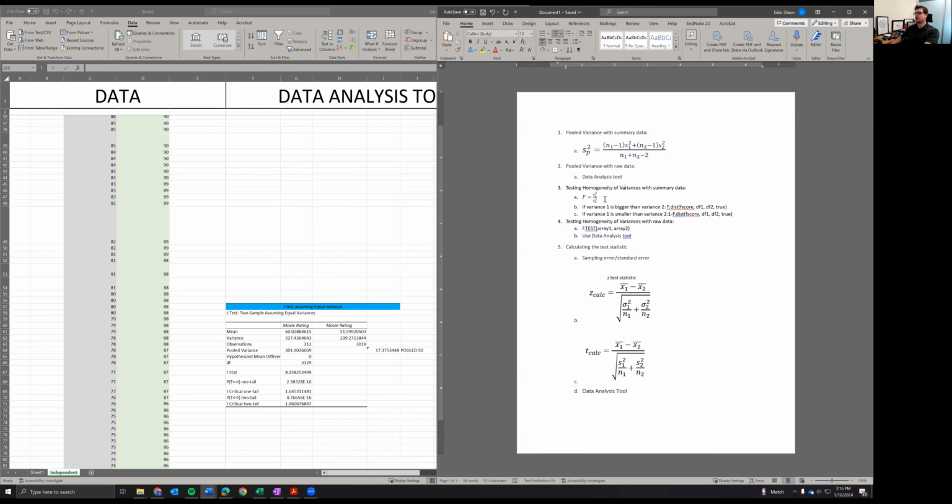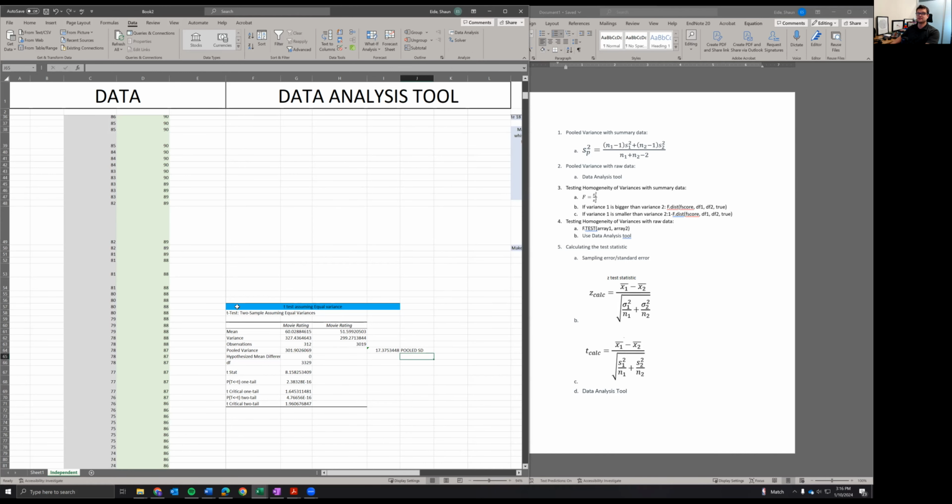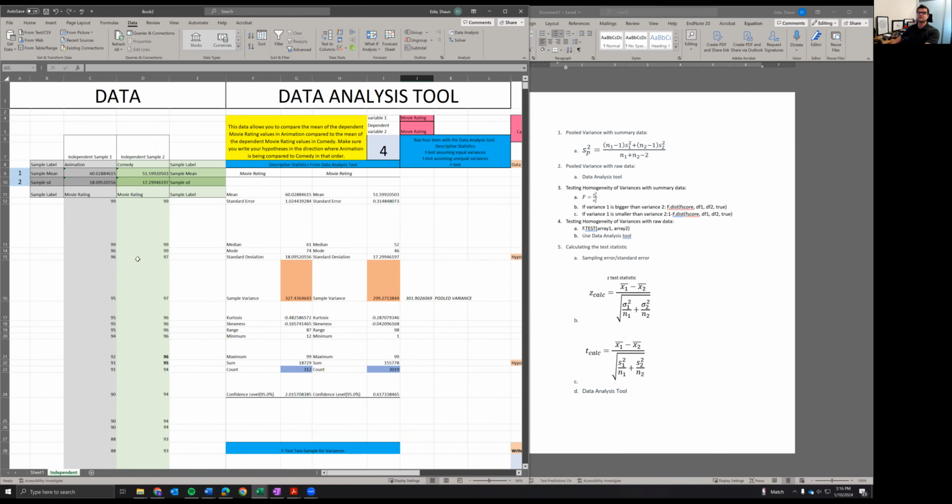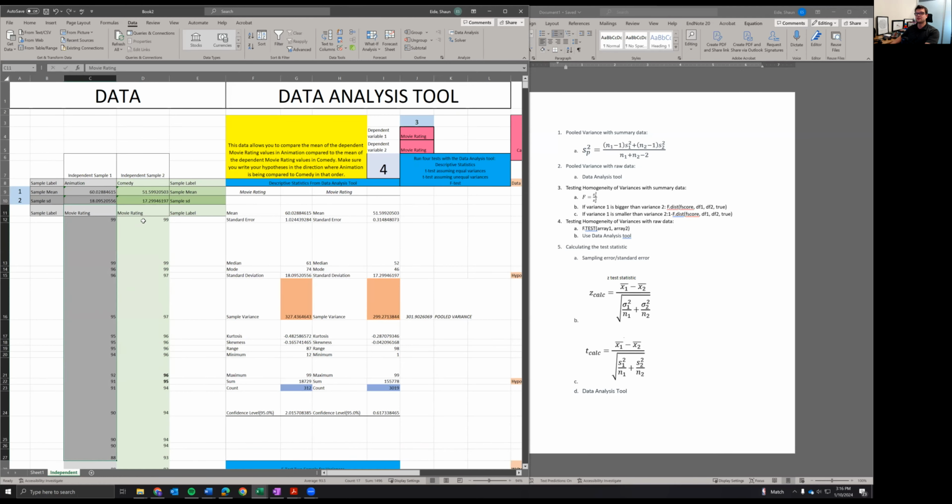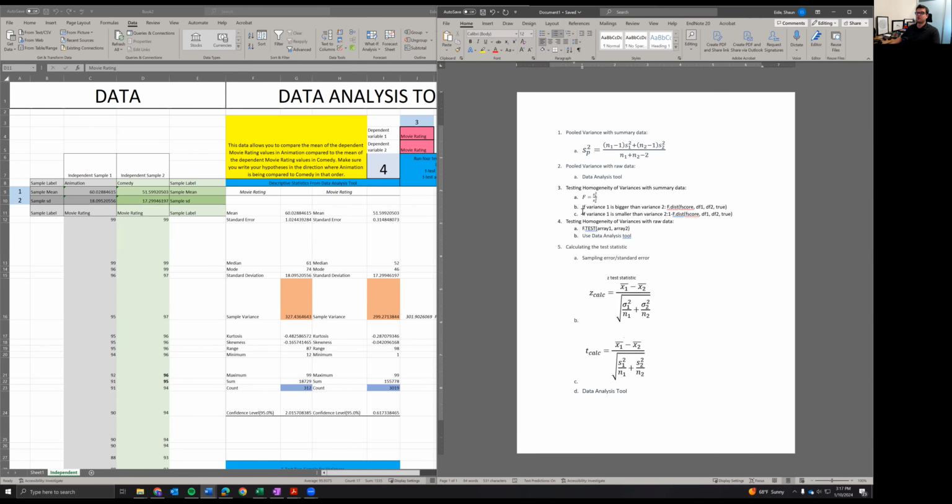The next thing that I want to go over is testing for the homogeneity of variances. Now, homogeneity of variances is saying, hey, we've got the variance for sample 1 and we've got the variance for sample 2. The variance for sample 1, is it similar to the variance of sample 2? Well, in order to check to see if they're similar enough to compare them, we need to run a test. And so there's a few ways that we can do it. We can do it with summary data.